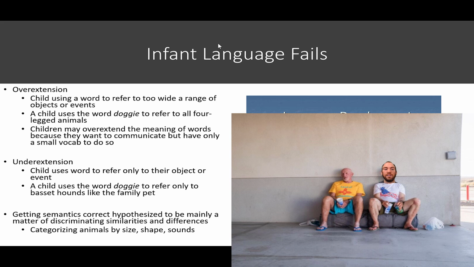And the idea here, or why this is occurring, is that one hypothesis is that a child may want to better label things, but they just don't have the vocabulary to do so. And also some researchers argue that getting semantics correct is really just a matter of developing the cognitive capacities to correctly categorize animals by their size, shape, and sounds. So this more elaborate categorization capability allows a child to decrease overextension and underextension errors.